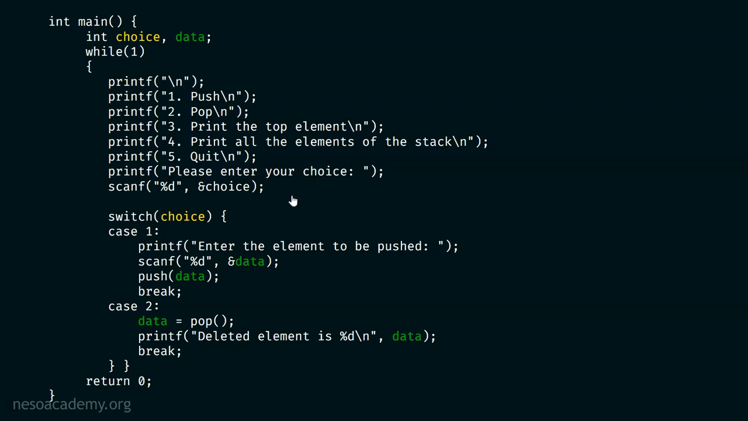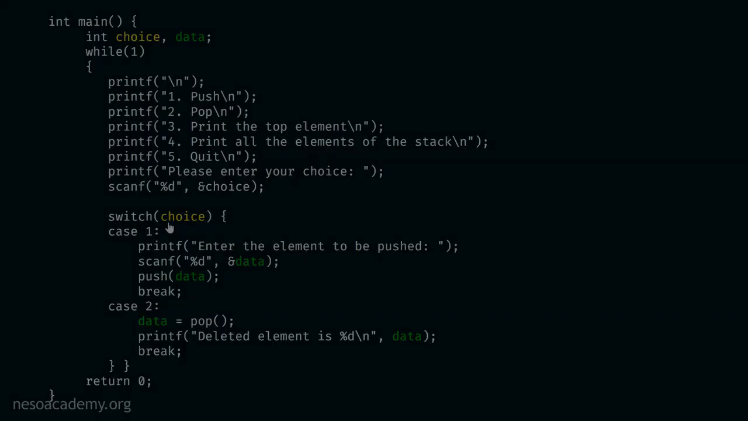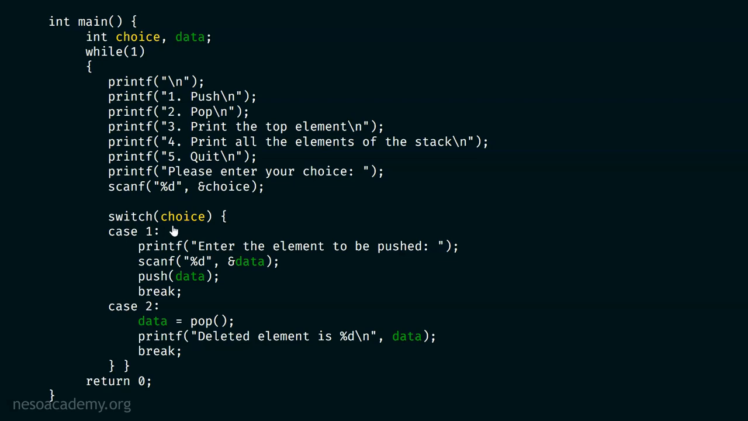Okay. After entering the choice, we will check what choice is entered by the user. It might be possible that the user has entered 1. This means that we must push an element onto the stack. It might be possible that the user has entered 2. In that case, we must delete an element out of the stack. It might also be possible that the user has entered 5. In that case, we must terminate the program, right? This means that we'll get outside of this while loop and this whole program will get finished, right? For that purpose, we'll call the exit function, okay?